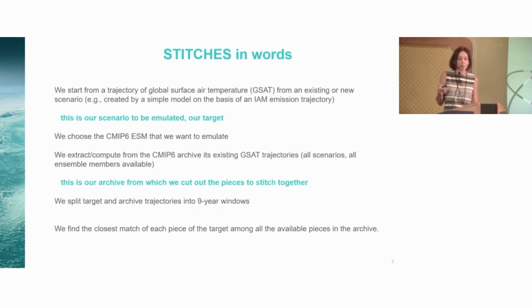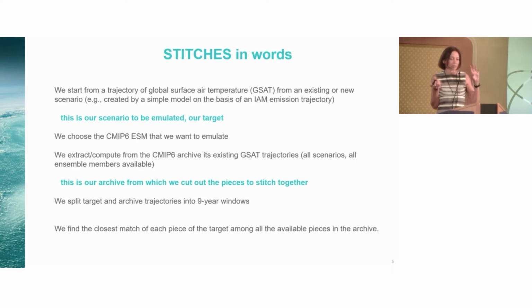Stitches takes this more simplistic approach, and I'm trying to describe it here in words quickly. So we start from a trajectory of global surface air temperature from an existing or a new scenario, which is usually what you start from when you want to emulate something new. This is our scenario that we call target, what we want to emulate. Then we choose from, say, the CMIP6 archive the ESM that we want to emulate, and we extract and compute all the simulations of GSAT that ESM has provided. So all the scenarios, all the ensemble members available.